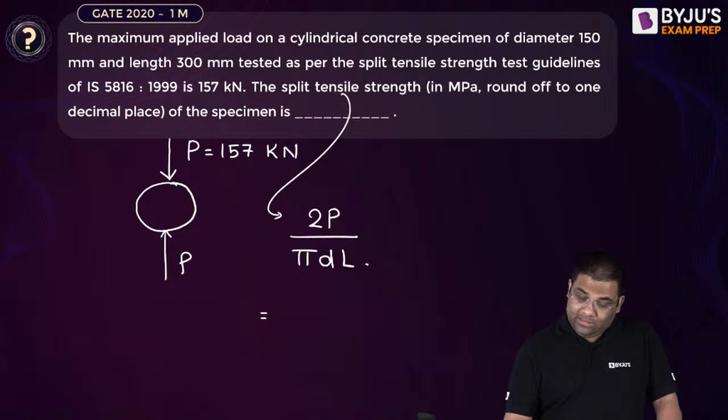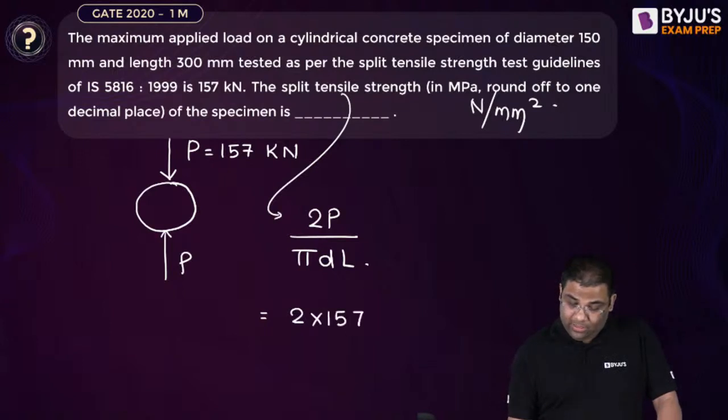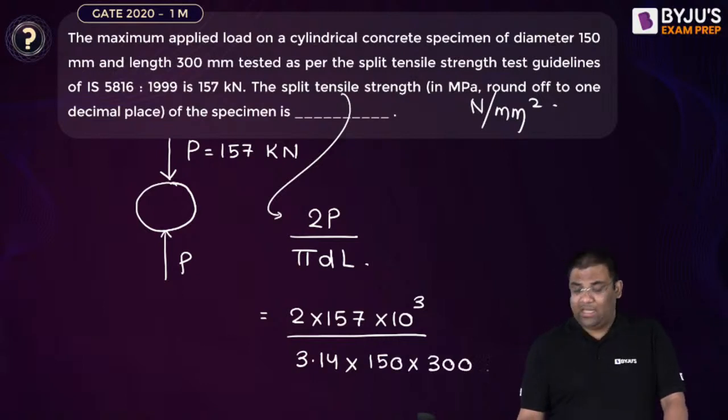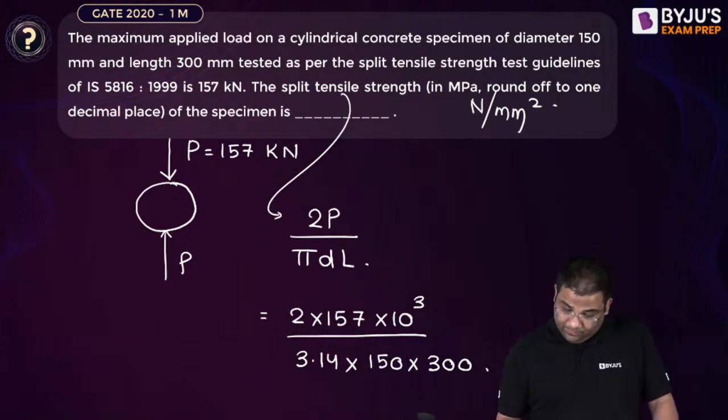So 2P. Now this is asked in newton per mm square, so I'll convert everything into newton and mm. P is given as 157 kilonewton, I'll convert into newton, divided by pi. Pi is 3.14, yes. D is given as 150 mm and length is given 300. It's a cylinder, therefore pi D L, the surface area. So you can easily solve this. If you multiply this, it becomes 314, right? If you multiply by 100, it becomes 314.